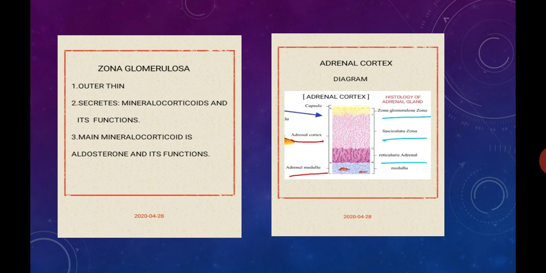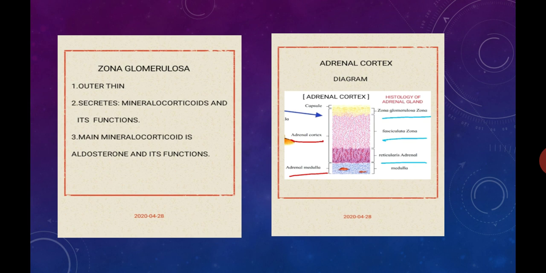It is also called a salt retaining hormone, and it balances sodium and potassium levels. This is about the zona glomerulosa. It is the outer and thin layer of the adrenal cortex. It secretes mineralocorticoids, and the main mineralocorticoid is aldosterone, which is a salt retaining hormone.